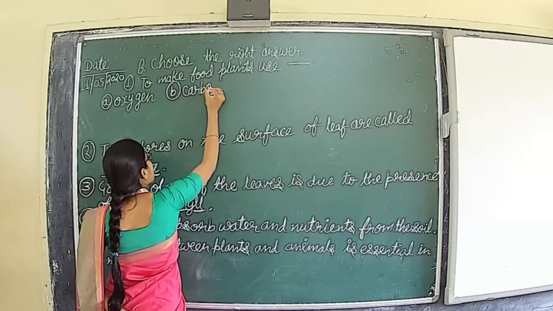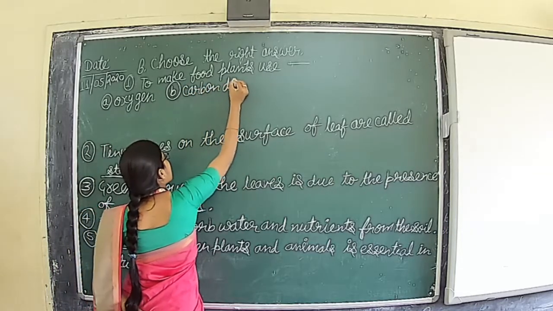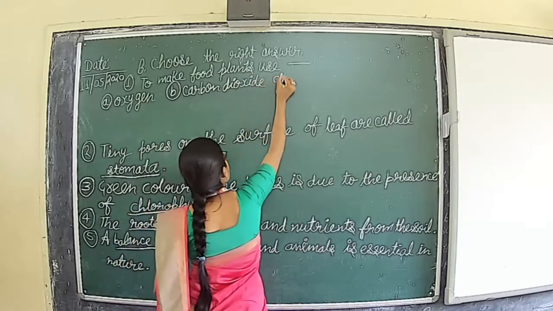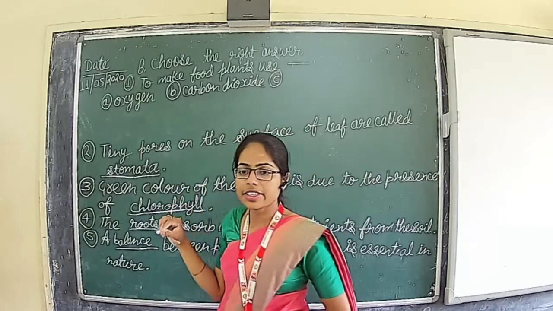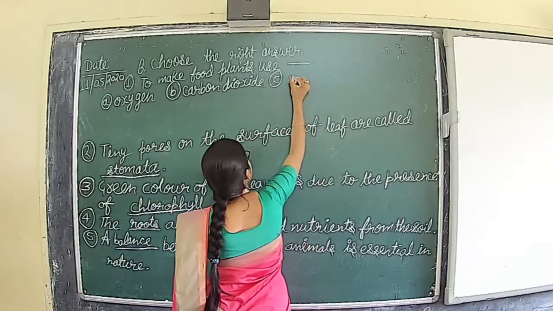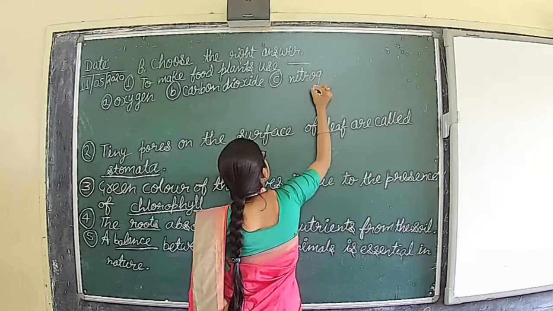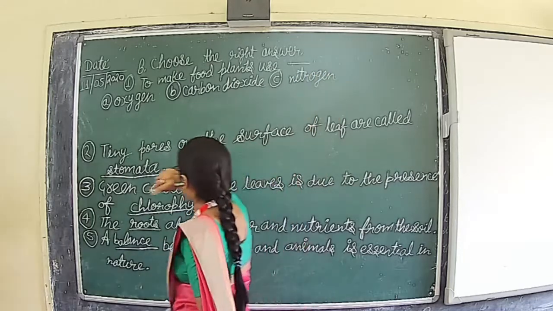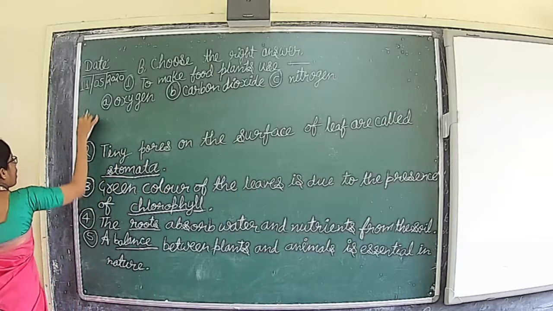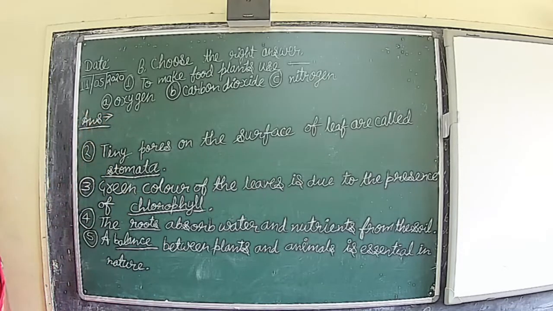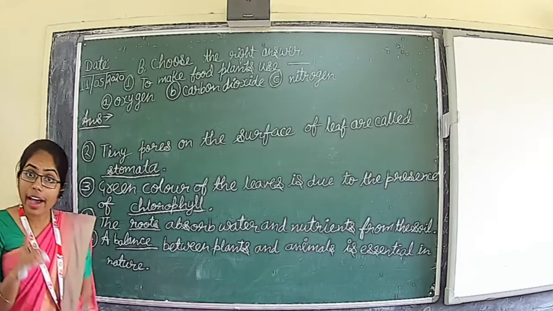Carbon dioxide. And the last option is nitrogen. What is that? Nitrogen. Oxygen, carbon dioxide, and nitrogen. And the answer for this question is: to make food, plants use carbon dioxide.